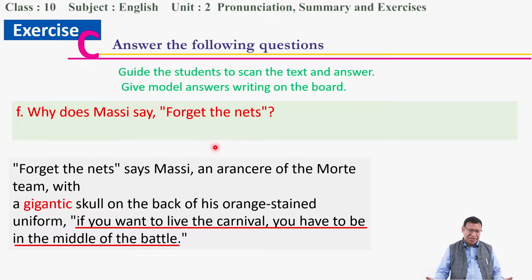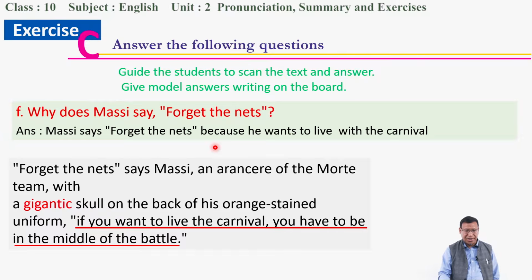Now you can arrange the answer in one way, but look at this one. We can say Messi says forget the nets because he wants to live with the carnival. Or you can also say because he wants to enjoy the carnival, because he is excited to meet the adventure of the carnival. So you can have your own kind of answers.